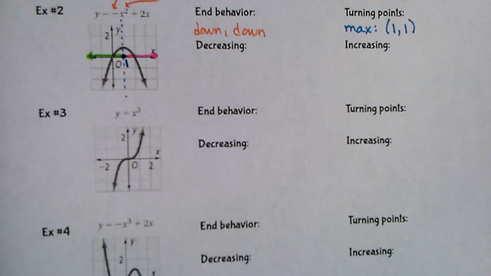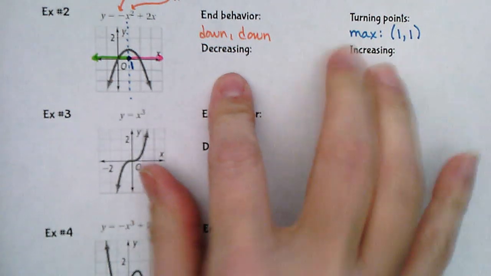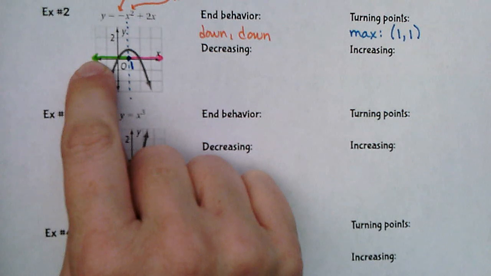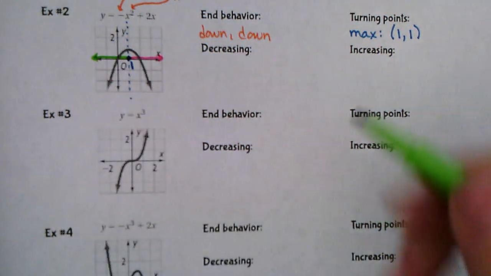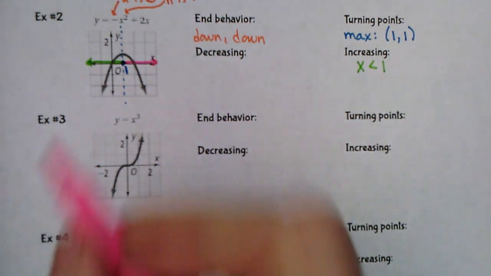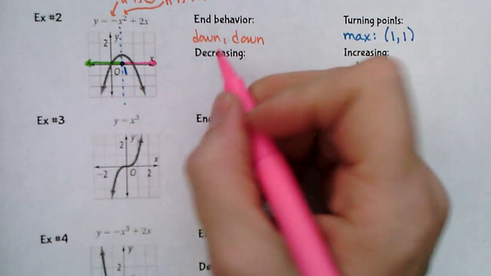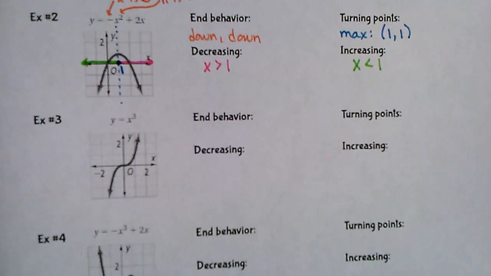Remember, we use the x values for our increasing and decreasing. So what we're going to do is start out increasing. It's increasing for all the x values that are smaller than 1. So increasing when x is smaller than 1. And then it's decreasing for all the x values that are greater than 1. So it's decreasing when x is greater than 1.